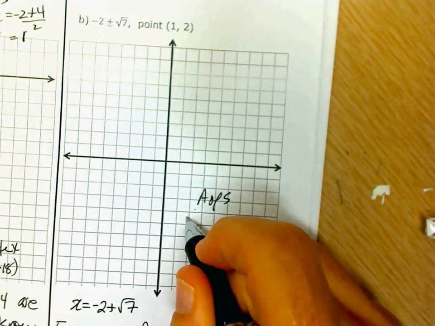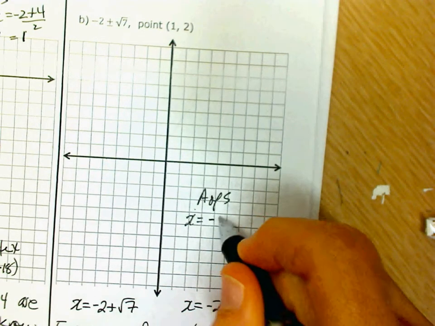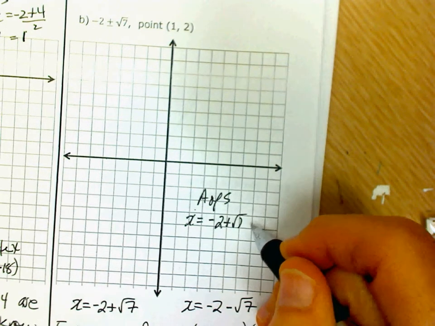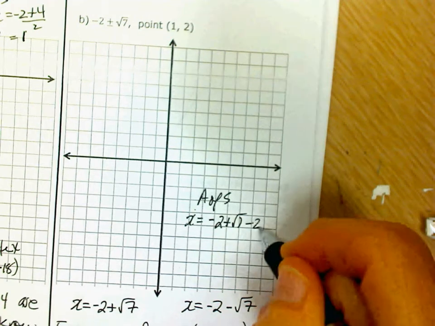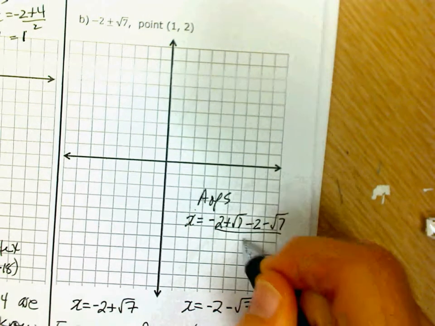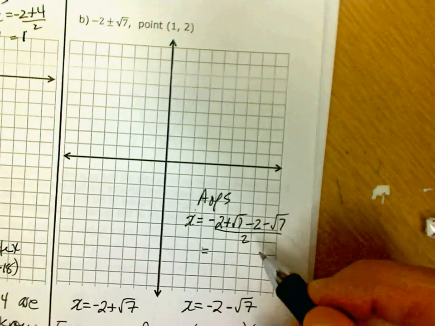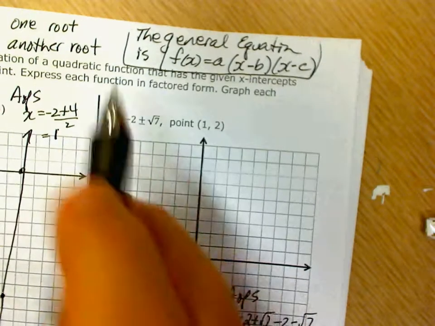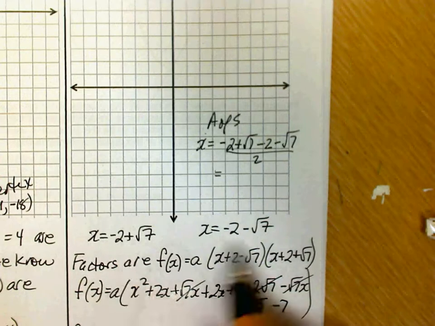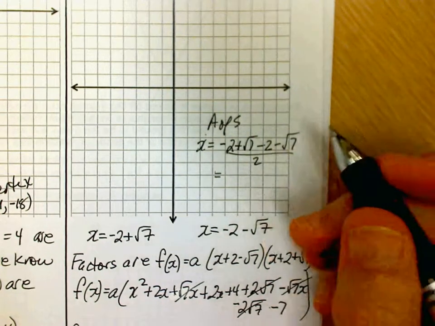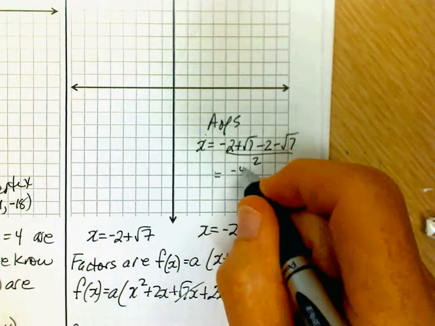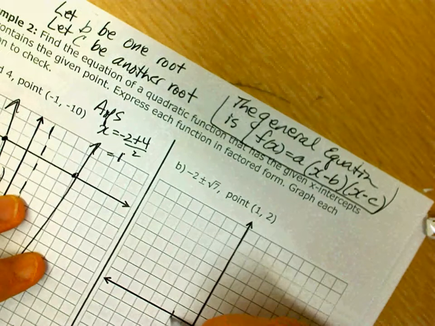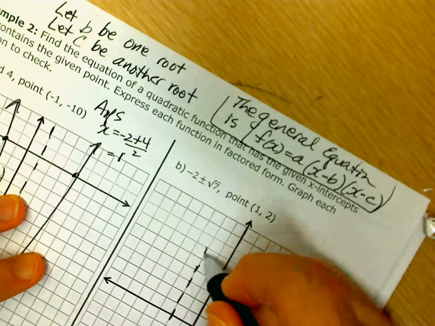It's going to be x equals minus 2 plus root 7. We're going to have to add them together, right? Minus 2 minus root 7 all over 2. So the axis of symmetry is, like, I'm adding up the two roots. There's two roots here, right? Here and here. We add them up and divide by 2. So it's going to be negative 4 divided by 2, and that equals minus 2. So our axis of symmetry is there.